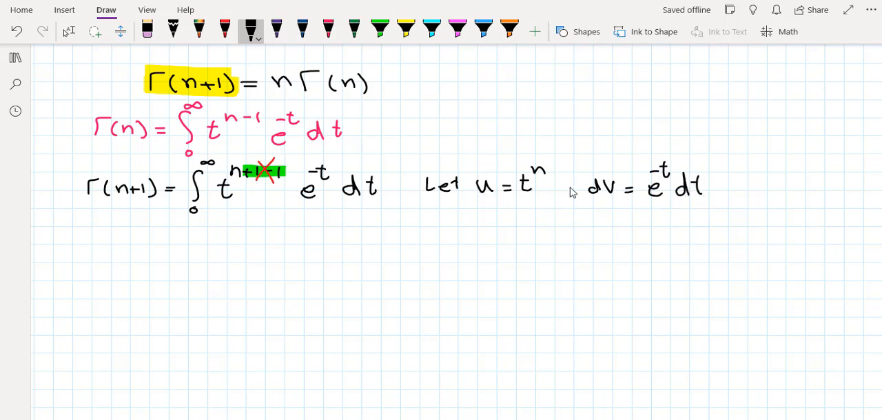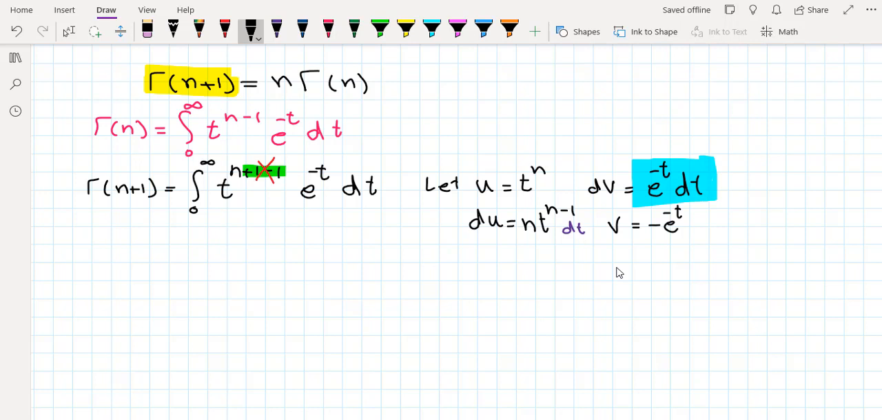Okay, this is u, we need du, and it's obvious du: the power goes to the front, power minus 1, so it's going to be n t to the power of n minus 1. And this is dv, this is the derivative. We need to integrate this to get v back. So v is negative e to the power of negative t. You can just solve this as an integral problem, and simply you get that.